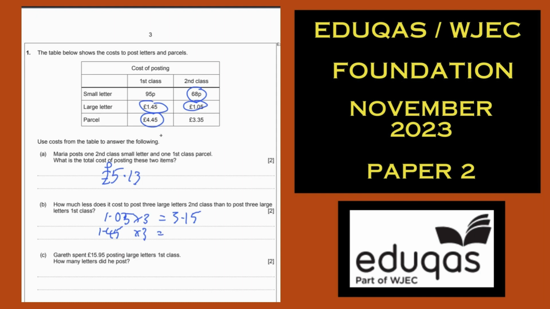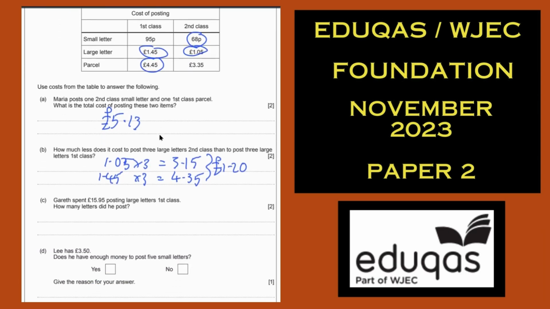Now, obviously, you could have found the difference and multiplied that by 3. But hey, shortcuts are only short if you spot them straight away. Do a subtraction, find the difference, £1.20 or 120 pence. Gareth spent that much posting large letters first class, so he's on the 1.45 as well.